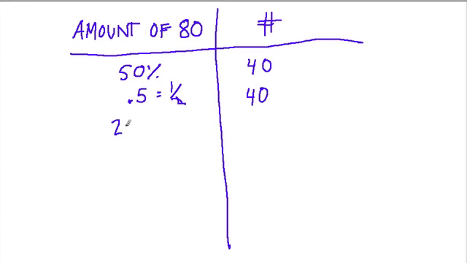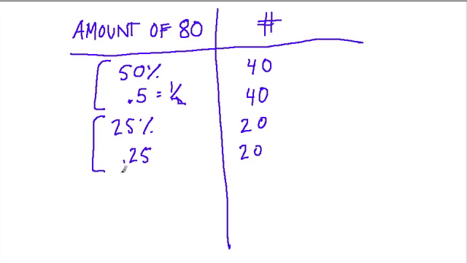Next, we have 25%. Well, that has to be half of 50%, or 20. And then we have 0.25. Well, that's 25 out of 100, or 1/4, or 25%. So that's the same thing. Notice we're pairing these up so far, percents and decimals.